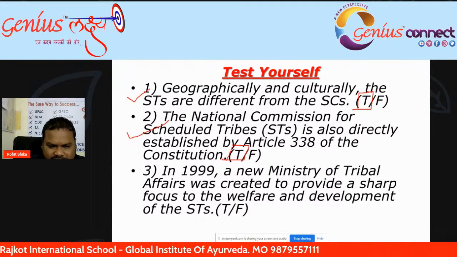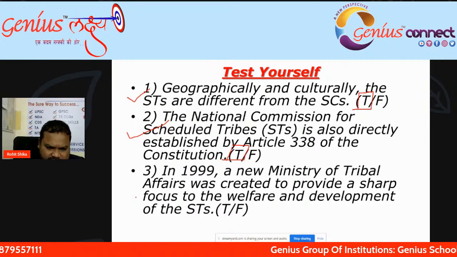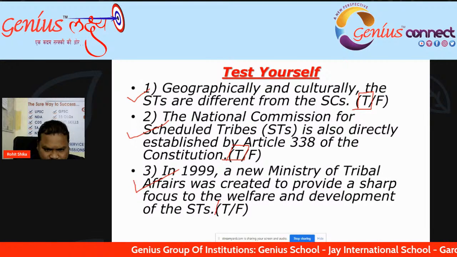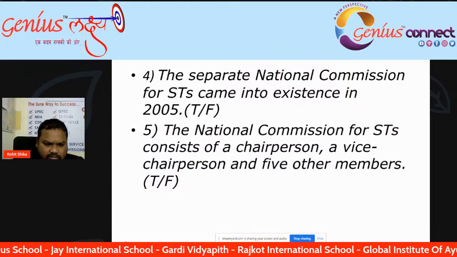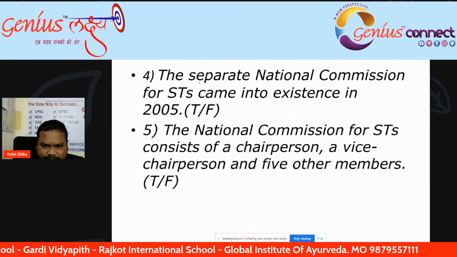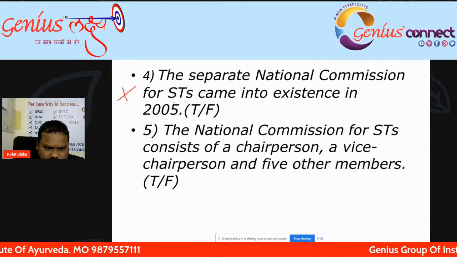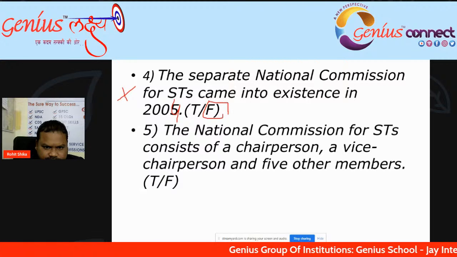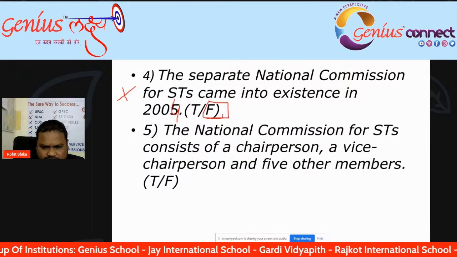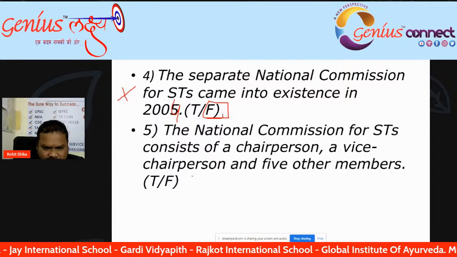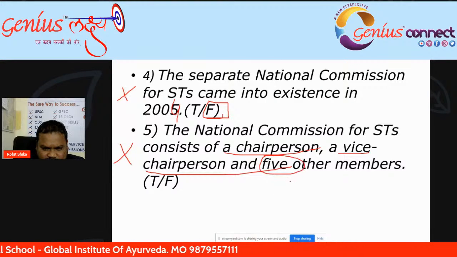In 1999, a new Ministry of Tribal Affairs was created to provide a sharp focus to the welfare and development of STs. Right. The separate National Commission of ST came into existence in 2005. No, it is 2004. The National Commission for STs consists of a chairperson, a vice chairperson, and 5 other members. Wrong answer. A chairperson is right, a vice chairperson is right, not 5 other members, but 3 other members.